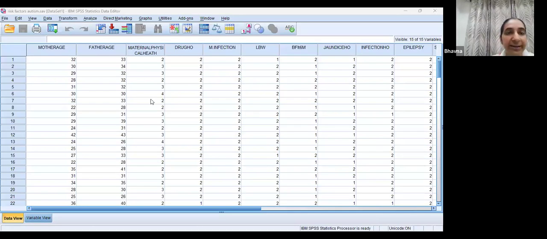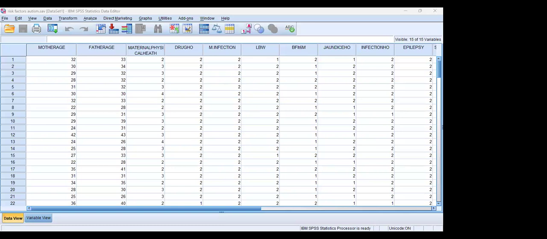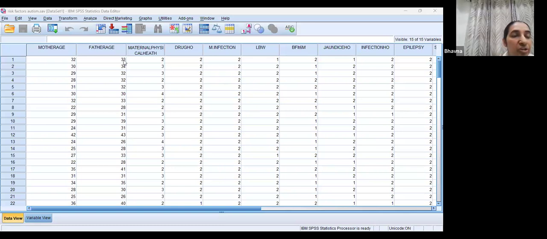I hope you can see this data. Yes, ma'am. Okay, now this is a simple page which is showing you the screen of SPSS software. This is a very frequently used software in biostats, and it gives you so many analytical options that you can analyze your data, you can draw graphs, you can do whatever you want to, right? So for example, this is a simple data. I'll just tell you what this data is about.